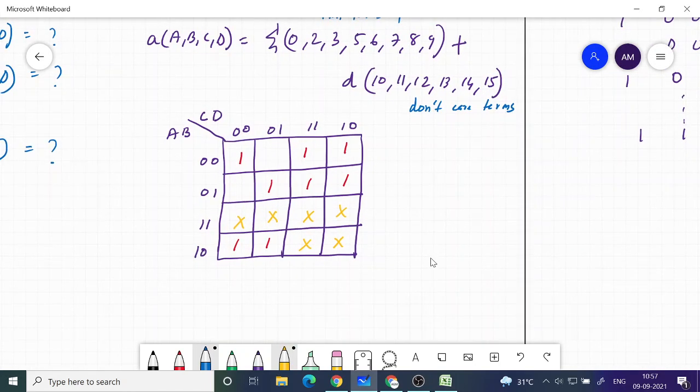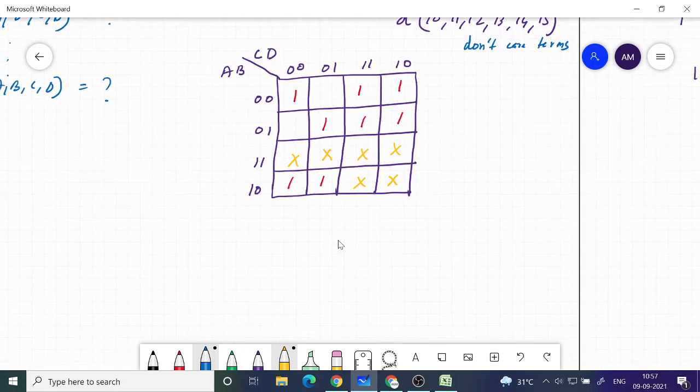Alright, now comes the grouping. Always try to make bigger groups. That is our policy. Whenever you try to group, you have to cover all the ones. No one should be left behind. So that is one principle that you have to follow. And secondly, make each group as big as possible so that we get larger simplification, lesser literals in the product term.